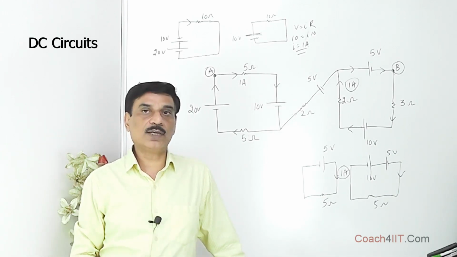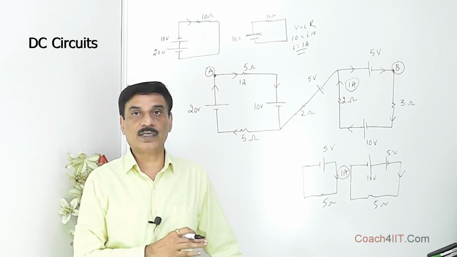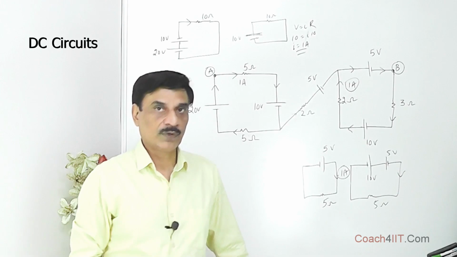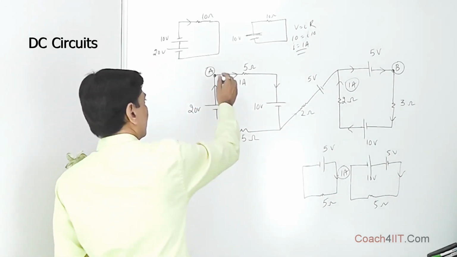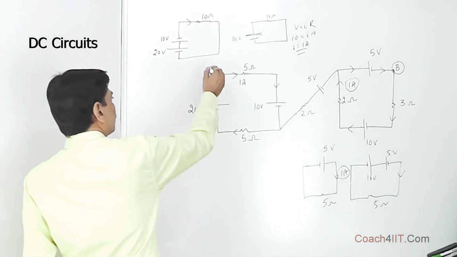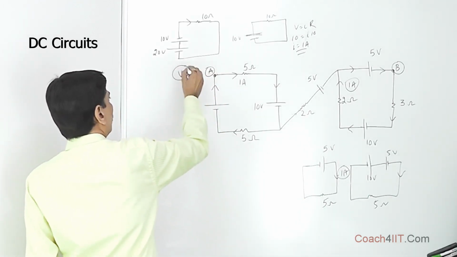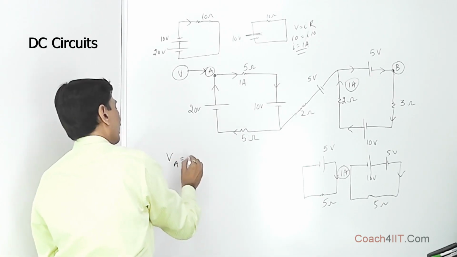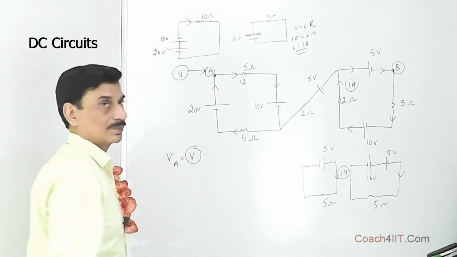So we cannot say what is the absolute potential of any point in this circuit. We can only tell what the potential differences are. We are asked what is the potential difference between A and B. Let's say this point A is at a potential of V. We assume it. That is, we have taken the potential of A as V.